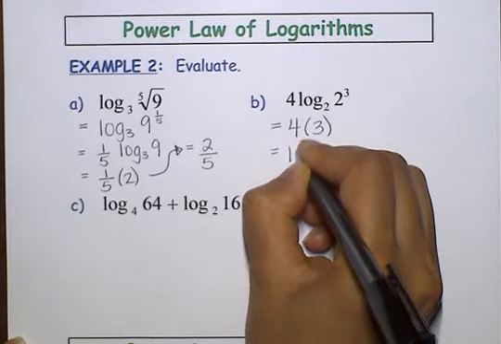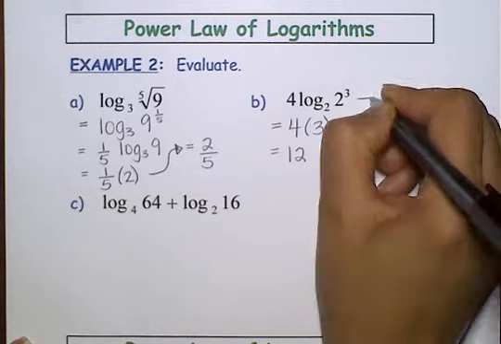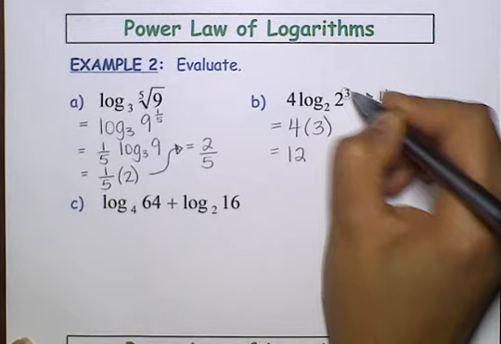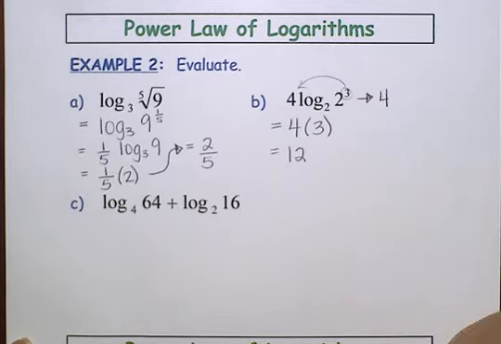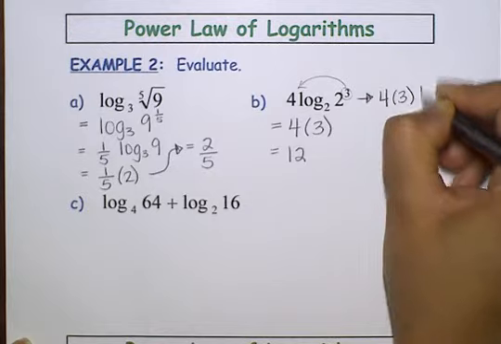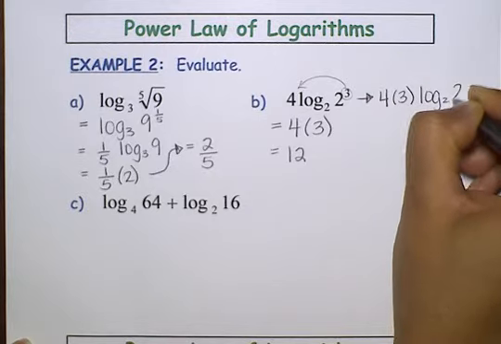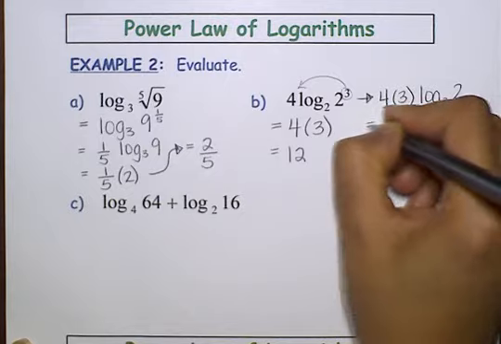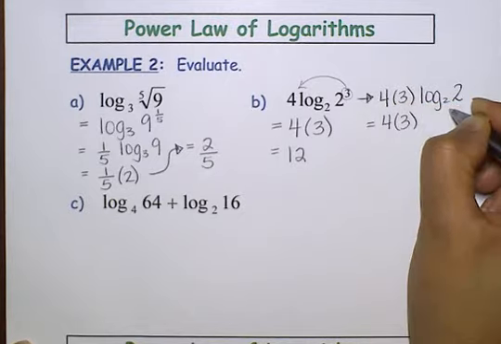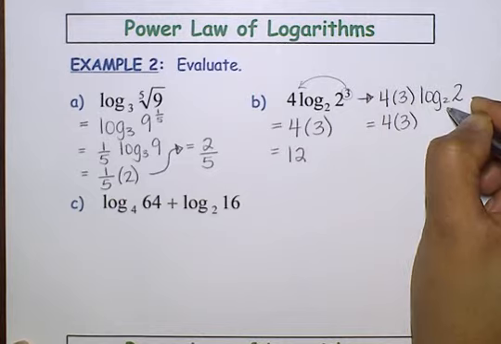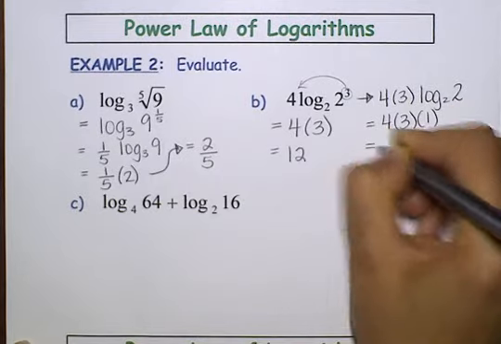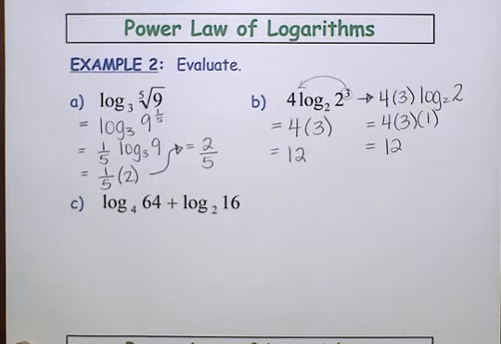Now if I use the power law of logarithms, the coefficient is already 4. I can bring this exponent down and write it as a coefficient of the logarithm. So that would be a 3 here, and then log base 2 of 2. This gives me 4 times 3 times the exponent that I need to apply to 2 to get an answer of 2, which is an exponent of 1. And so that gives me a result of 12. So there's another way of doing the exact same problem. Okay?